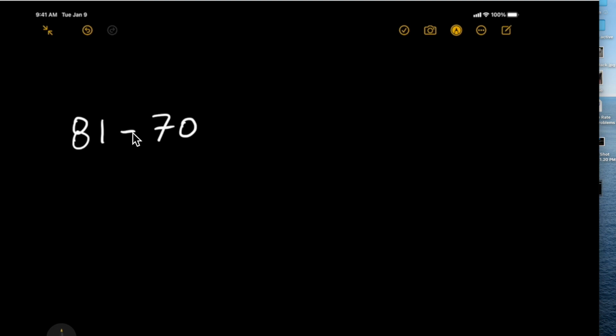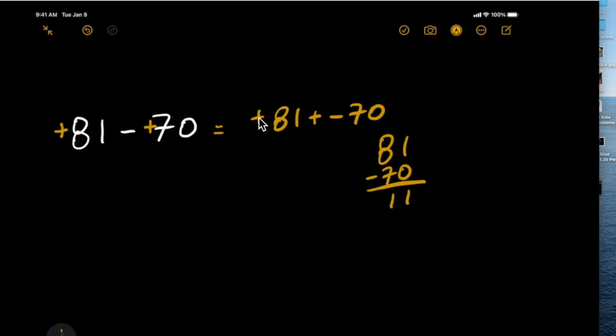We are subtracting integers here. Folks, there are hidden positive signs right there. We are subtracting integers. We are allowed to flip those signs. So we're going to have positive 81 plus minus 70. We are now adding integers with different signs. When we are adding integers with different signs, we are allowed to subtract big minus small. When we do that, we get 11, and we're going to take the sign of the larger integer, which is going to be positive 11.